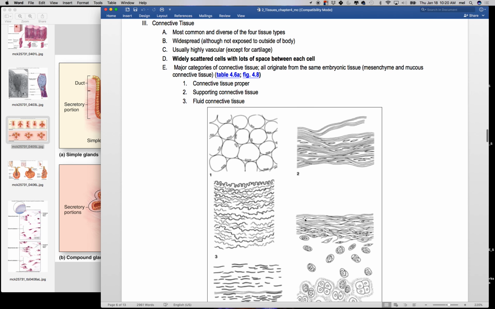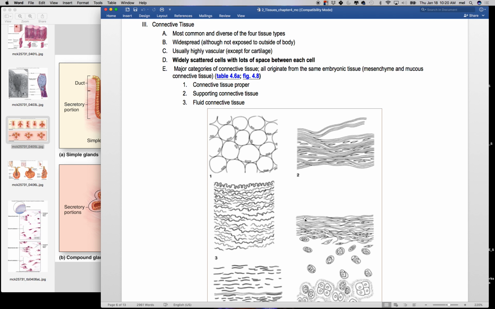Okay, so now we're going to move on to connective tissue. Okay, so connective tissue I think is the hardest one just because it really is hard to organize it all in your head, but we'll do it today.